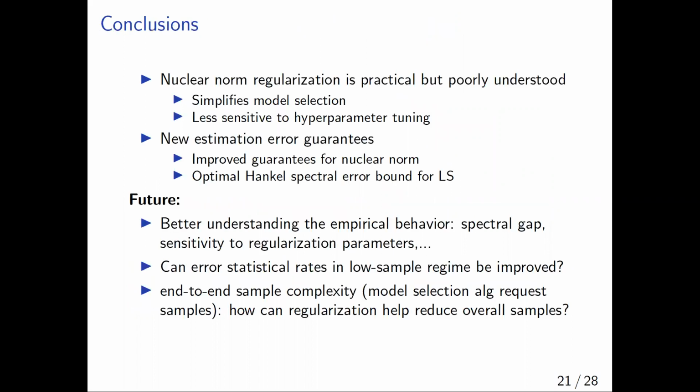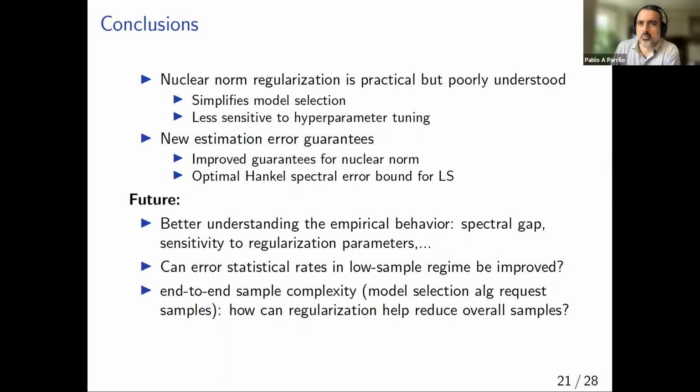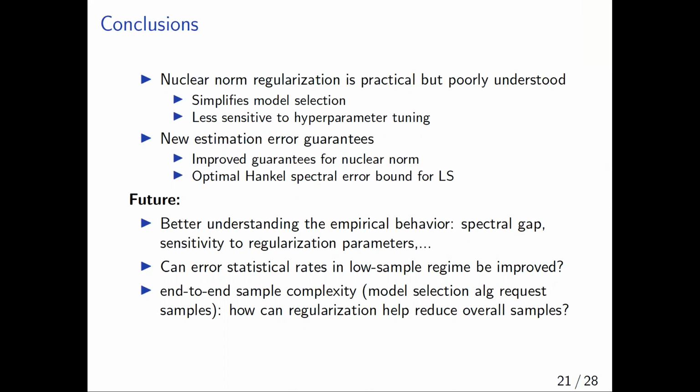And I'm kind of running out of time, so let me just conclude by summarizing. Nuclear norm regularization is used in practice, at least in subsets of the control theory community. But it's poorly understood in the sense that statistical guarantees weren't available for it, for example, in terms of error rates and sample size. One of the empirical benefits is that it simplifies model selection by having to just tune the lambda and not change the size of the Hankel matrix. And because the typical validation curve plotted versus lambda is flatter, the tuning is less sensitive. So these are some empirical benefits that encourage people to use nuclear norm regularization.